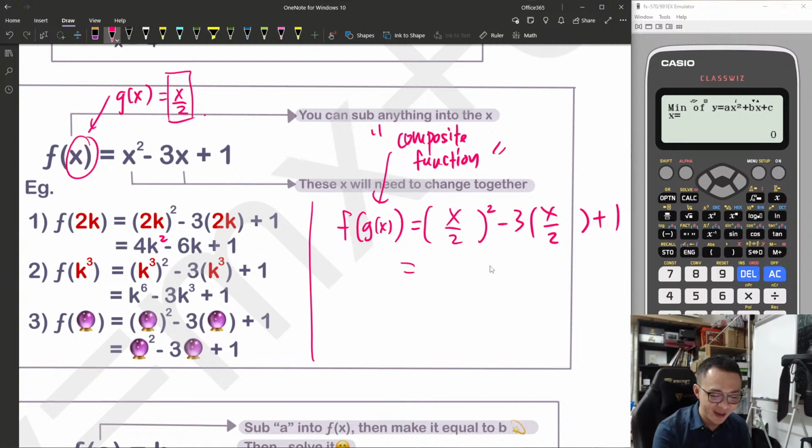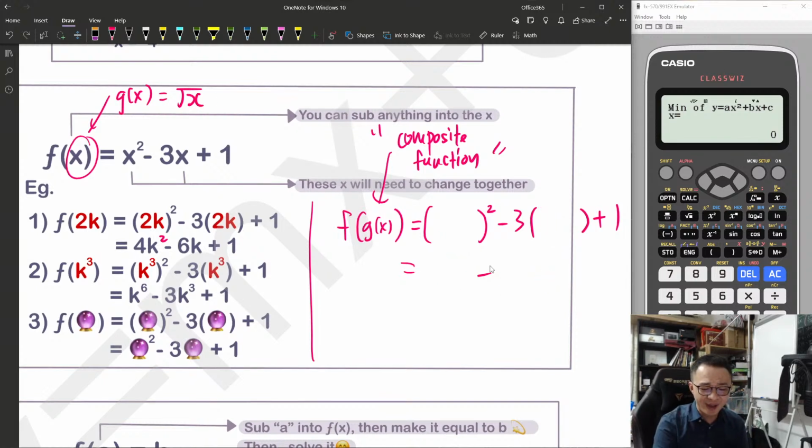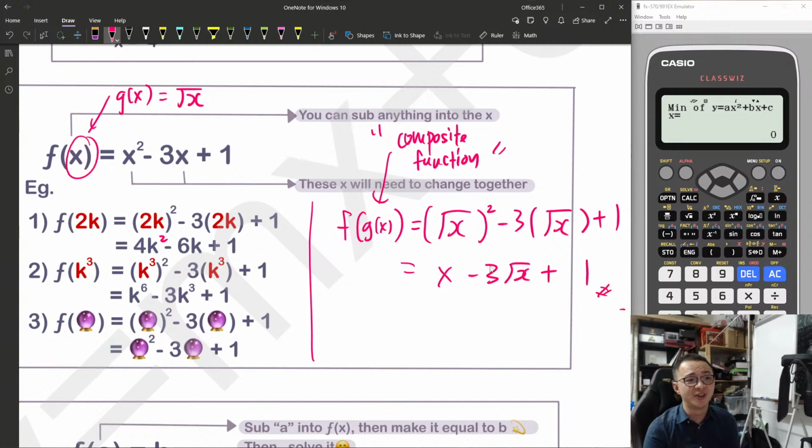Then this one will be x squared over 4 minus 3x over 2 plus 1. Do you get the idea? If today I say my g(x) is some random one, I don't know, it's square root x, then I will do the same thing here, because the bracket can be anything, depending on what g(x) is. If g(x) is square root x here, square root x here, then this one becomes x minus 3 square root x plus 1 as my final equation. Do you get the idea?